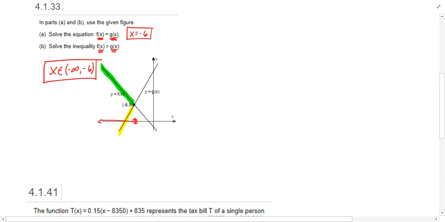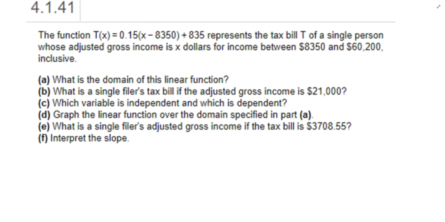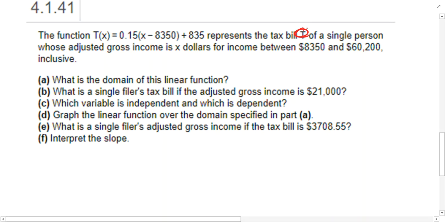And to finish this video, we'll again talk about an application of these functions. So we have the function t of x equals this expression, and that represents a tax bill, t, the taxes that a single person owes if their adjusted gross income is x dollars. So if we know how much money was made and is taxable, we can plug that number in for x here, and this calculation will tell us how much money is owed in taxes.